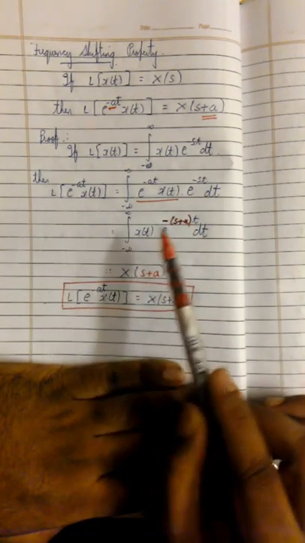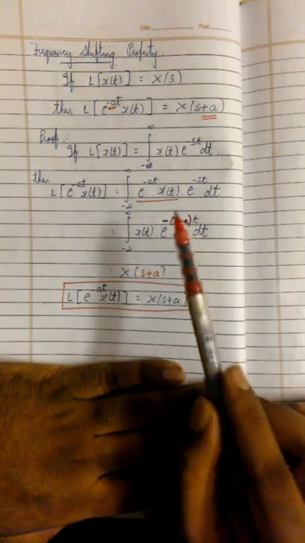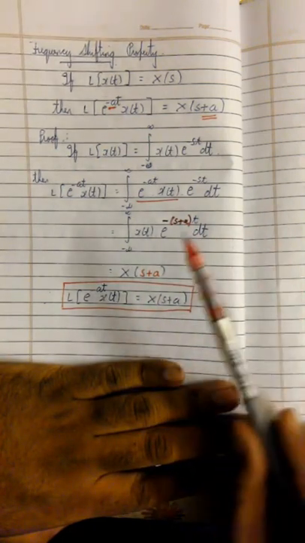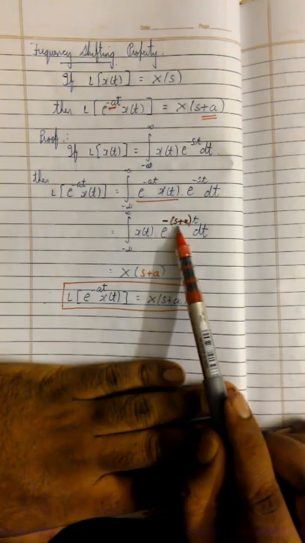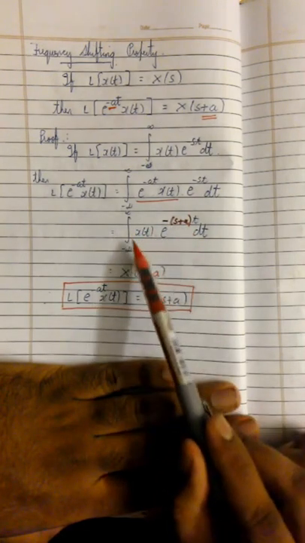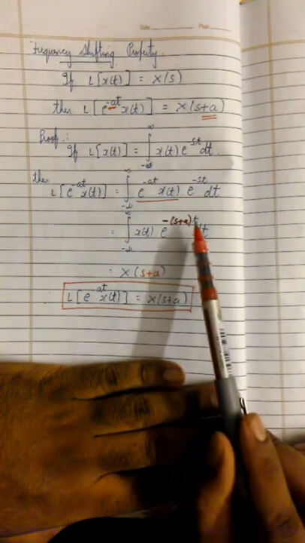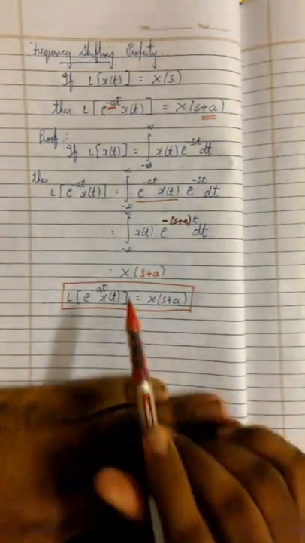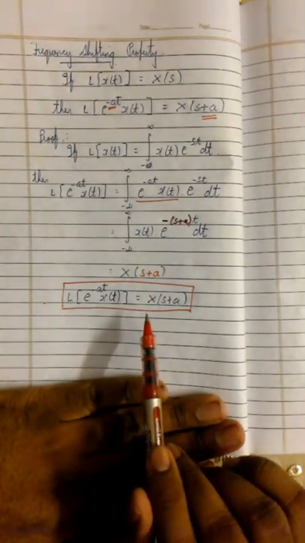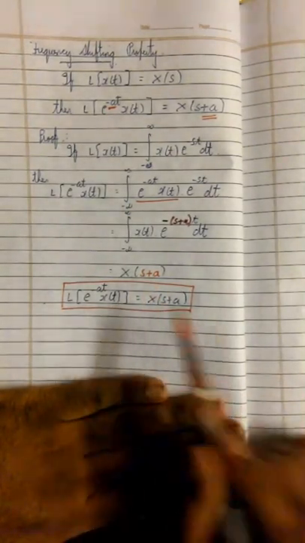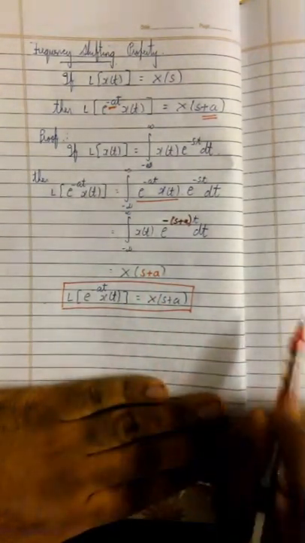So this basically looks like a Laplace transform, with the only difference that instead of e raised to minus st, it is e raised to minus s plus a into t. In other words, this equation becomes a function of s plus a. So instead of X of s, this becomes X of s plus a. This is how we got the frequency shifting theorem.